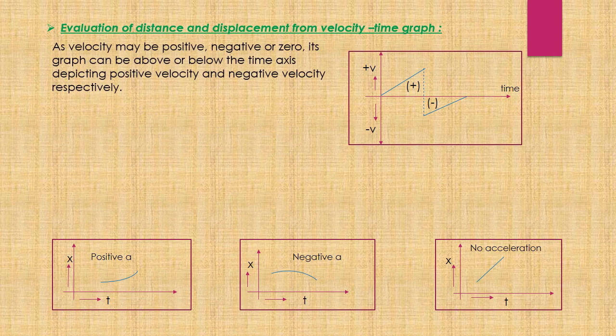Moving on to the next slide, we have the evaluation of the distance and displacement from velocity time graph. As velocity may be positive, negative or zero, its graph can be above or below the time axis, depicting positive velocity and negative velocity respectively.